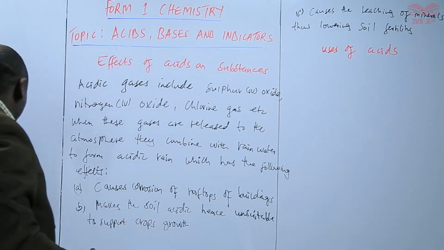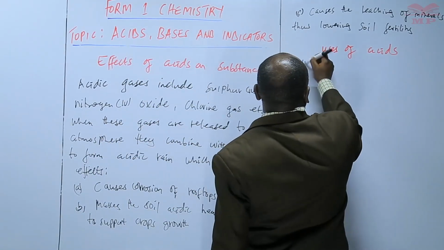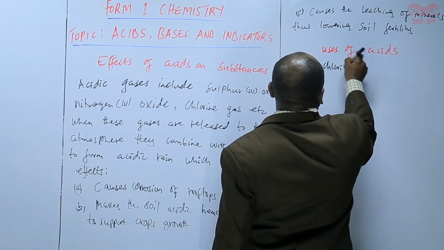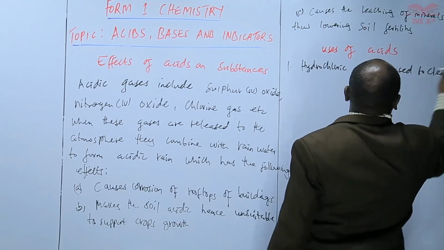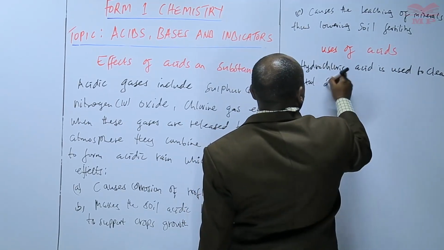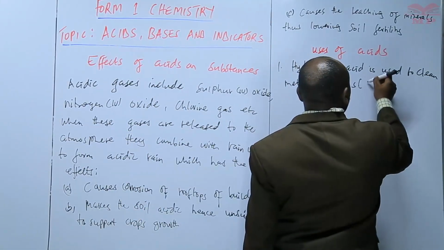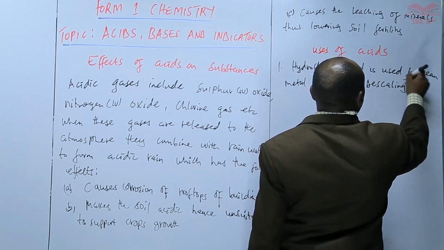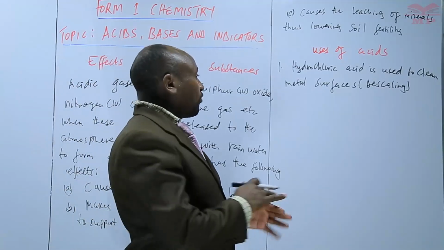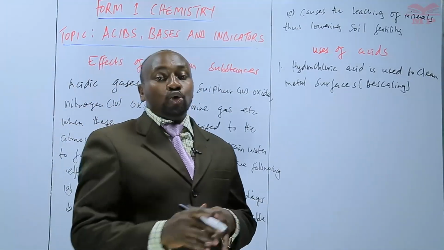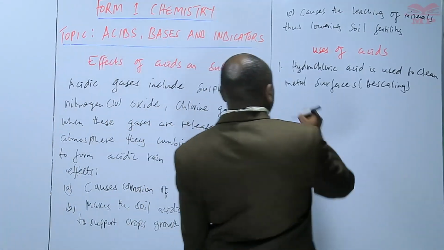Then we can also look at the uses of acids and also bases. We have acids that we use for various uses. For example, we have hydrochloric acid, which is used to clean metal surfaces. That process is called descaling, cleaning of the surfaces of metals, especially for those metals that have rusted. They have formed some rust or some scales or some corrosion on their surface. Hydrochloric acid is used to clean those surfaces.